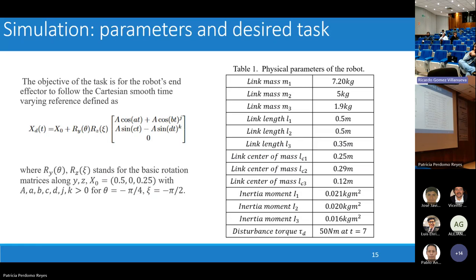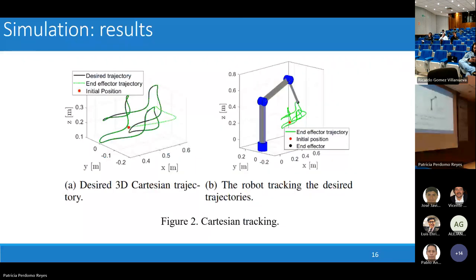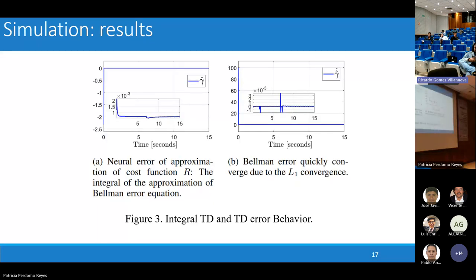We did some simulation. Here is the desired trajectory that is in Cartesian coordinates in 3D. And also we have here the parameters of the robot. And we include the disturbance torque that we define in the model as 50 Newton meters at 7 seconds. These are the results of the simulation. In this figure, we can see the desired 3D Cartesian trajectory versus the trajectory of the end effector. This figure is similar, but we can see the trajectory made by the end effector.